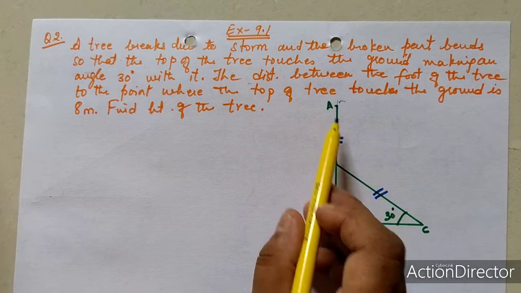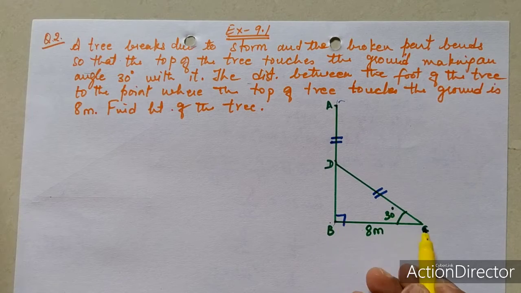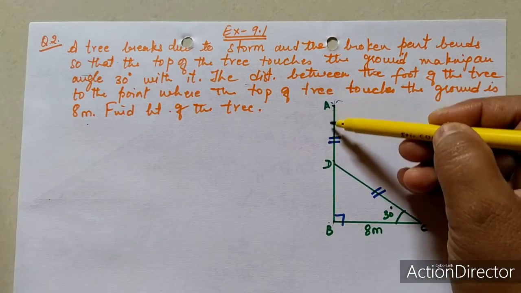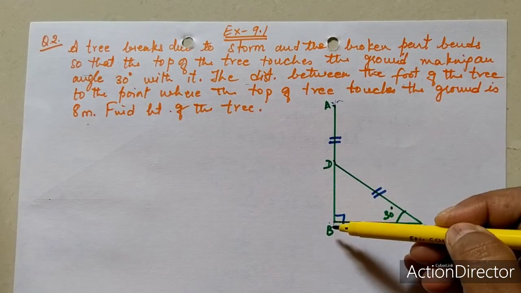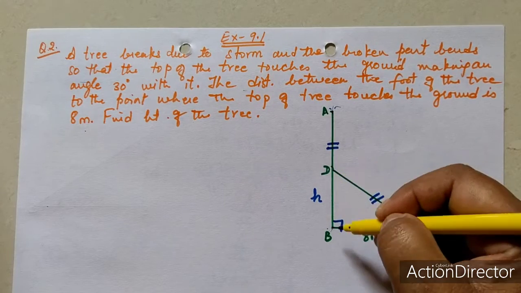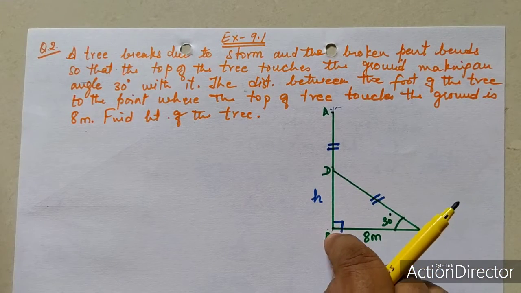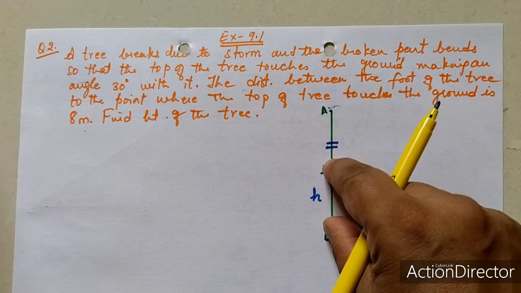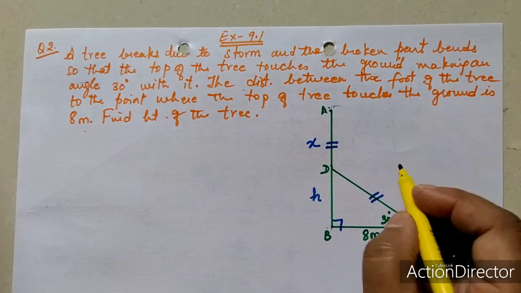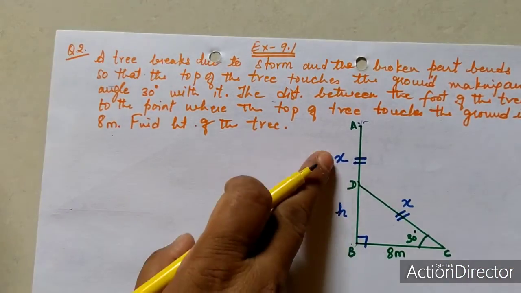Then the top of the tree touches the ground. From the foot of the tree, the distance between them is 8 meter. It is clearly mentioned in the book. And we need to find out the total height of the tree. For that, let us suppose this is H, that means only the lower part of the tree, the part above the ground, BD, and this is the broken part. So I am going to take this as X. This also is therefore X. So we are going to find out H plus X.